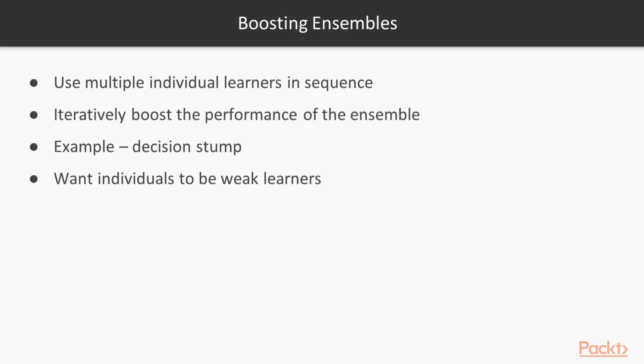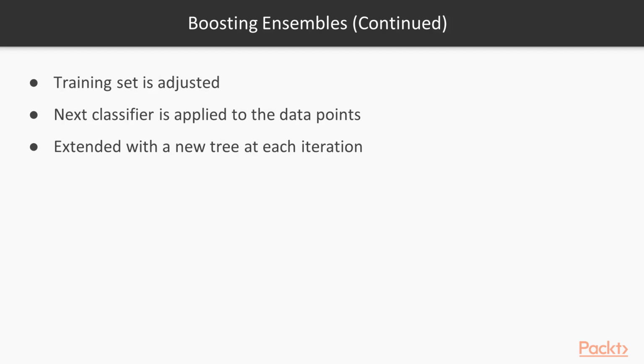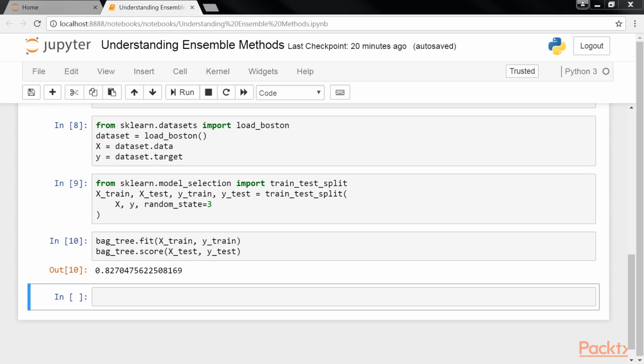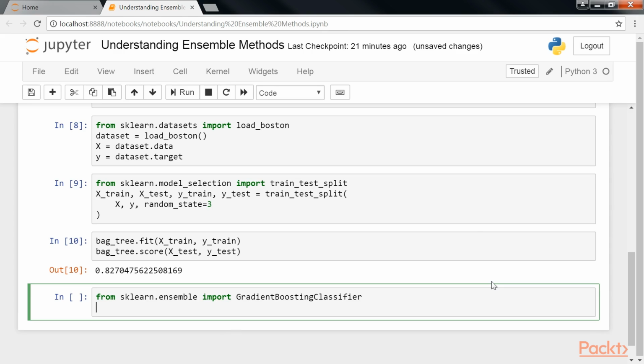We want the individuals to be weak learners, so that we get superior performance only when we consider a large number of individuals. At each iteration of the procedure, the training set is adjusted so that the next classifier is applied to the data points that the preceding classifier got wrong. Over multiple iterations, the ensemble is extended with a new tree at each iteration. For example, we'll build a boosting classifier from a collection of 10 decision trees as follows.